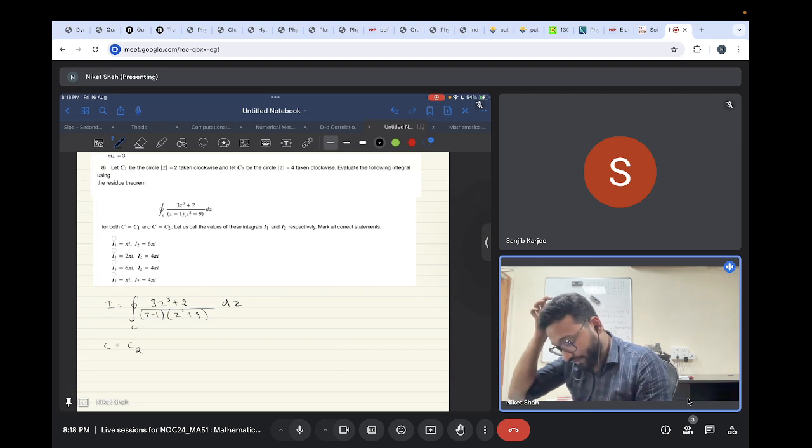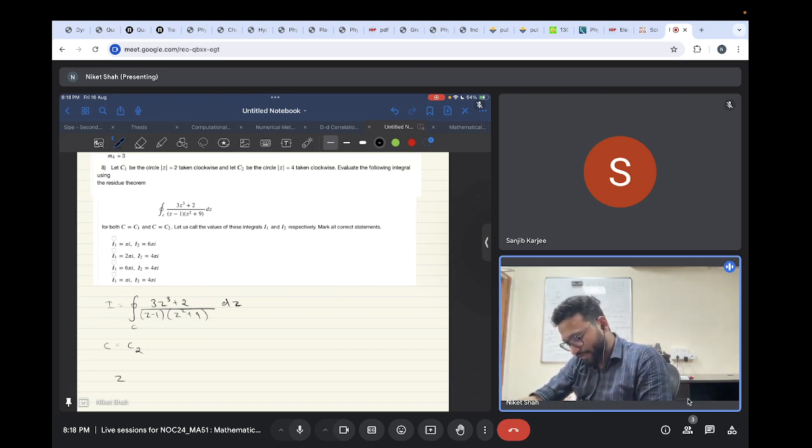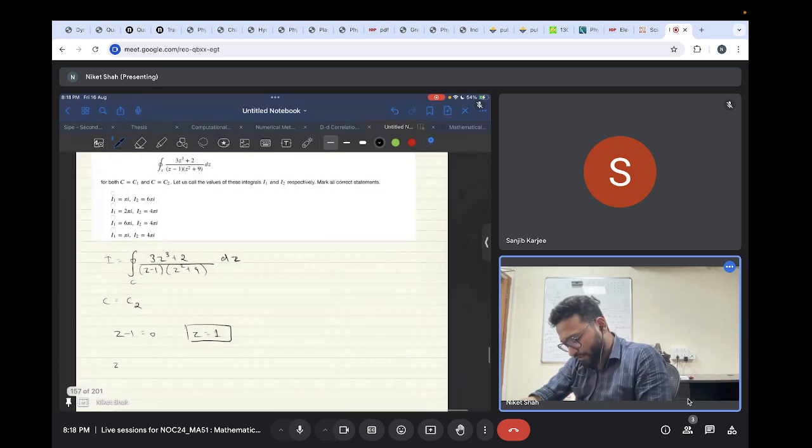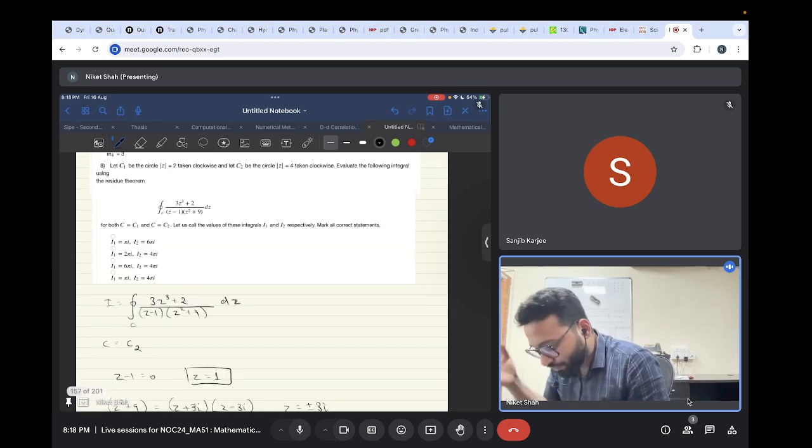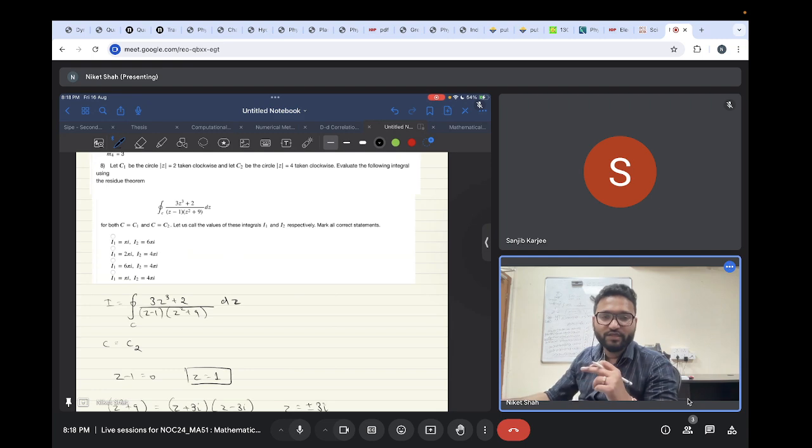All right, so how do we do this? We'll see what are the poles. So z minus 1 equal to 0. So z equal to 1 is a pole. That's a simple pole. Z square plus 9, I'll split it into z plus 3i, z minus 3i. So therefore, z equal to plus minus 3i are also poles. Now the circle C2 is mod z equal to 4 taken clockwise. So all of these poles are inside this domain, right?